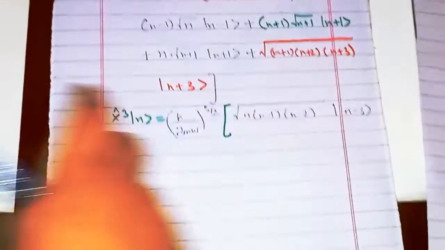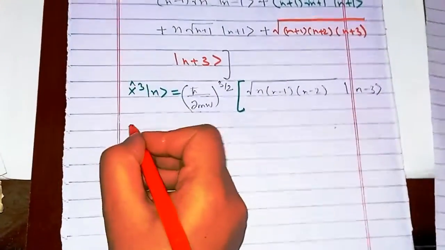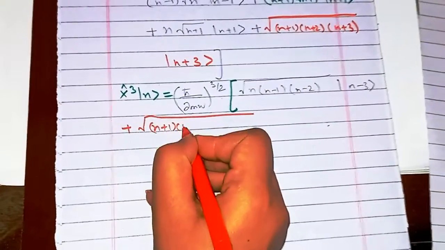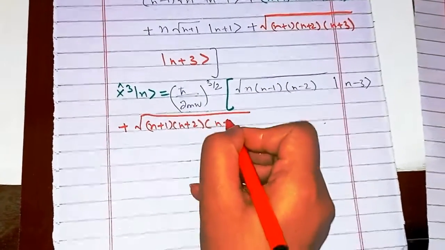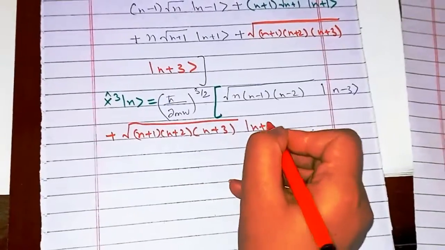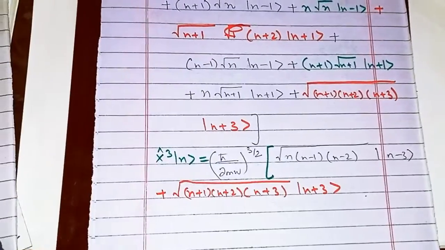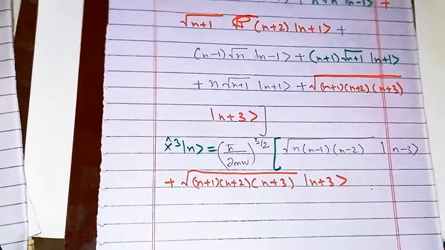Second, I'm going to write this one term, so it's plus √((n+1)(n+2)(n+3)), and its ket is |n+3⟩. The rest of the terms require simplification, so we will be writing them now.